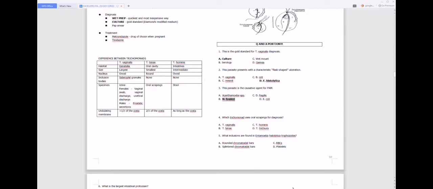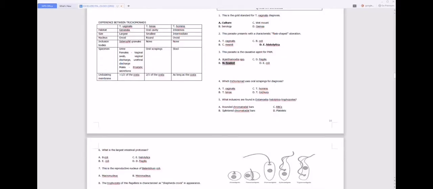letter B, Naegleria fowleri. Because Acanthamoeba species causes GAE or granulomatous amoebic encephalitis. Dientamoeba fragilis will cause colicky abdominal pain, diba? And Entamoeba coli is a commensal, so it does not cause any clinical manifestations in the human host. Okay, so did you get it right?